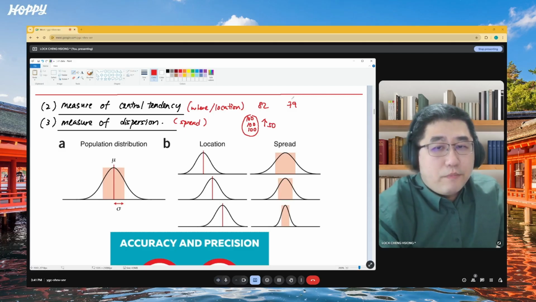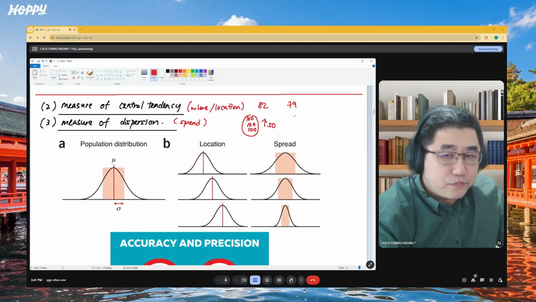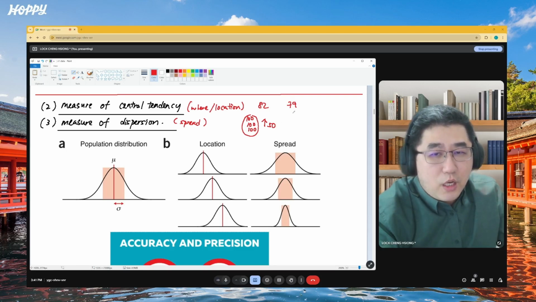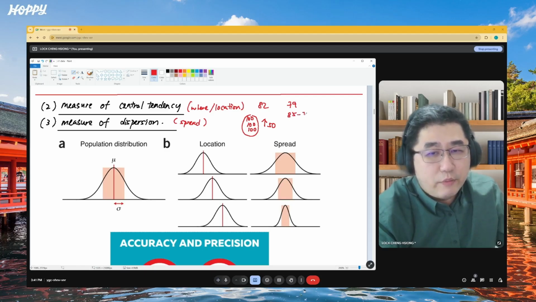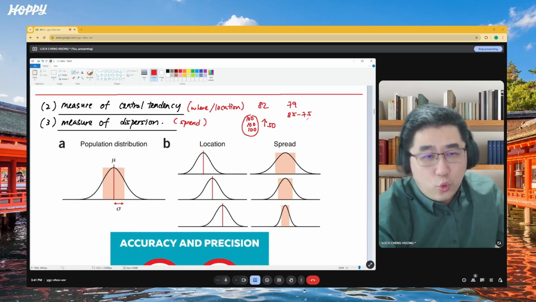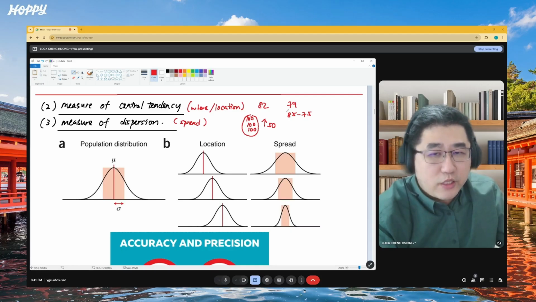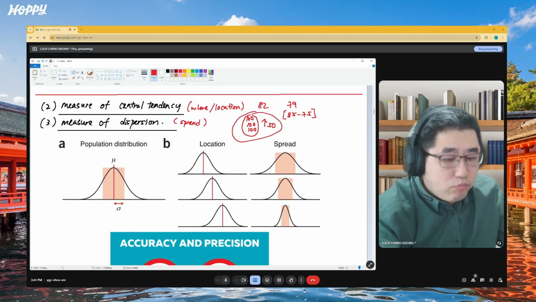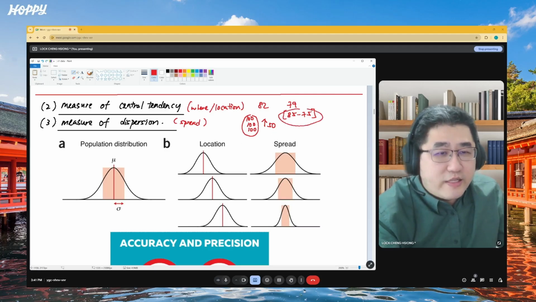Compared to the second class, everybody scores about 75 to 85 marks. So there is nobody who scores extremely high or extremely low, which is very concentrated. Under these circumstances, we say that this class is more spread, and this one is less spread.